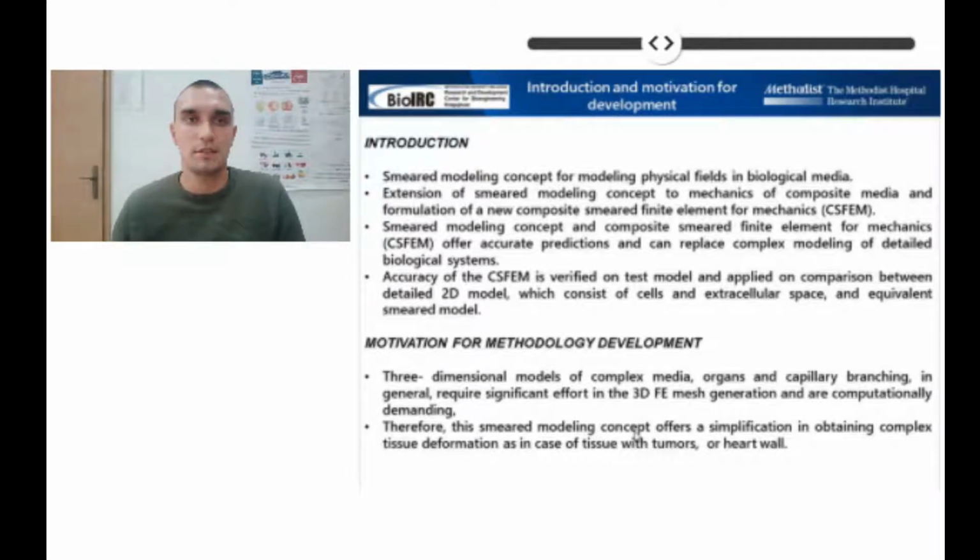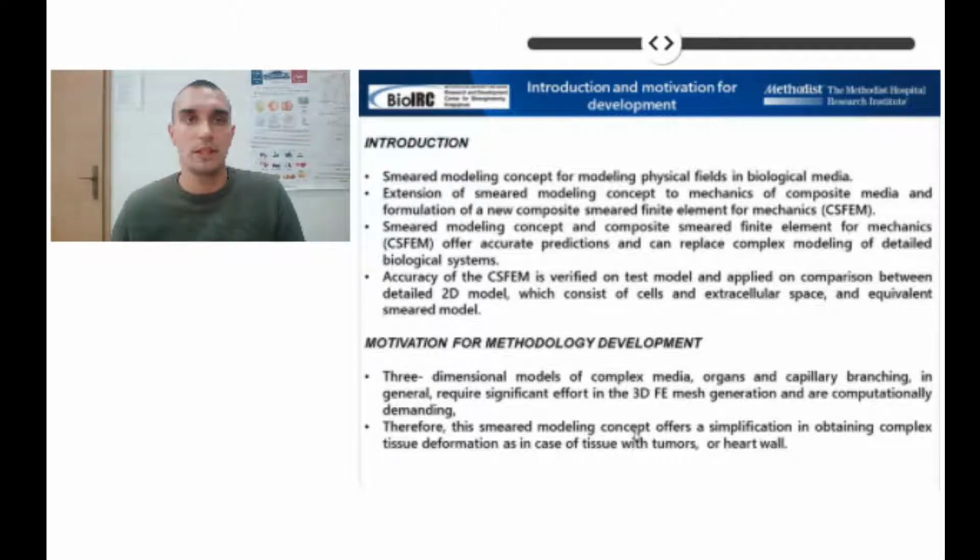Then I will present you the extension of the SMIR modeling concept to mechanics of composite media and a formulation of a new composite SMIR finite element for mechanics, or shortened CSF-EM, which is a new step in modeling complex media, including mechanical properties and behavior of models. The presented concept may serve as a basis for modeling tumor growth and in some other applications.